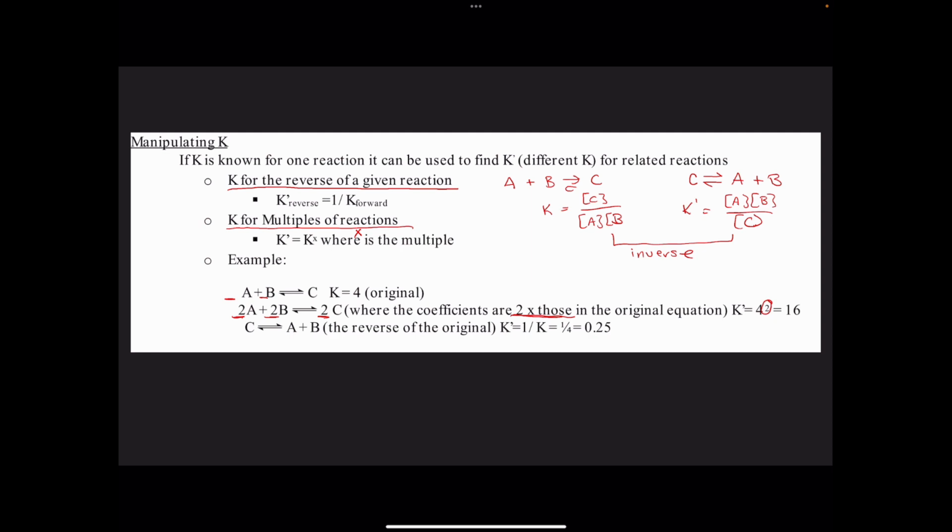So there's other manipulations that we'll see in later chapters. For right now, we're going to look at K for a reverse reaction or K for a multiple of a reaction.